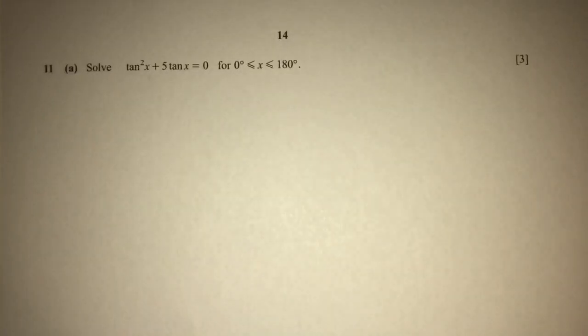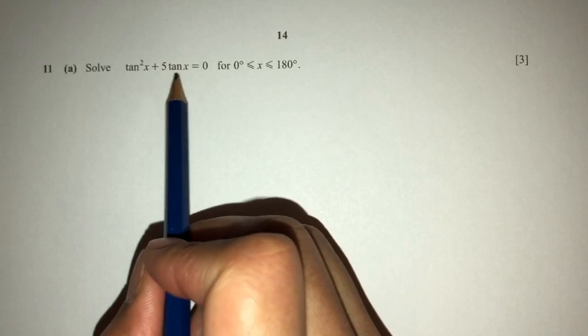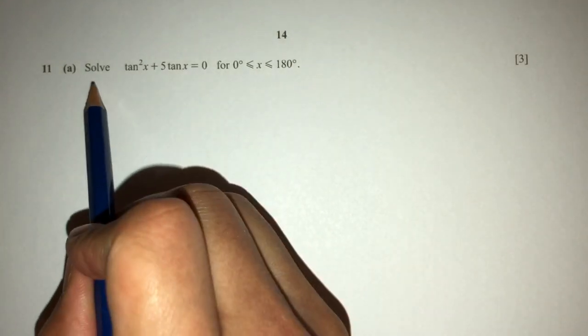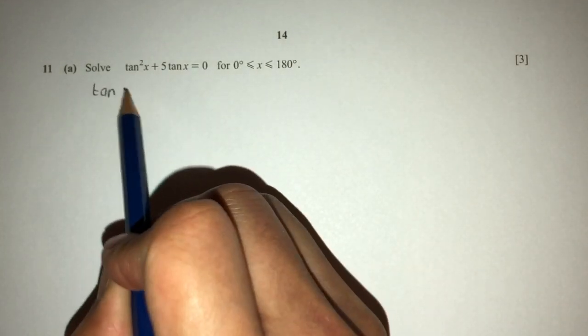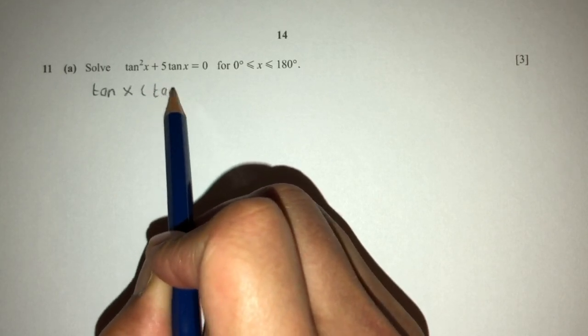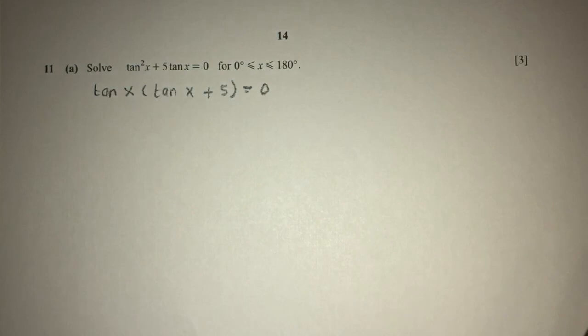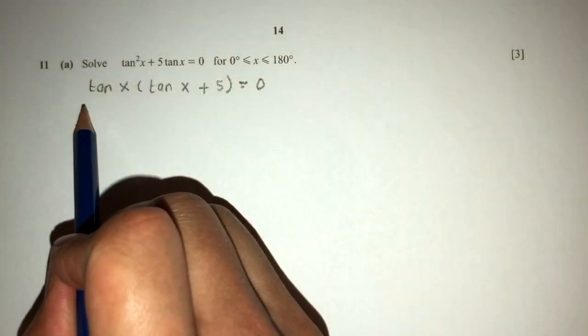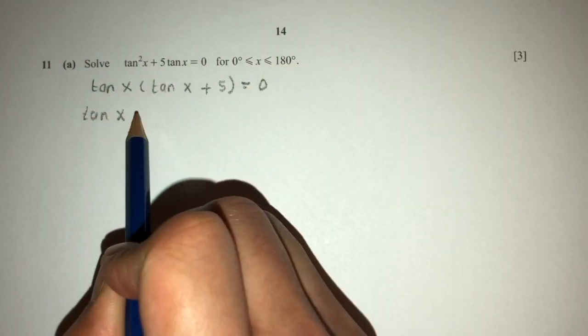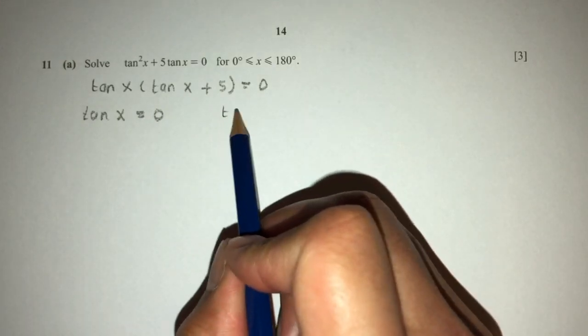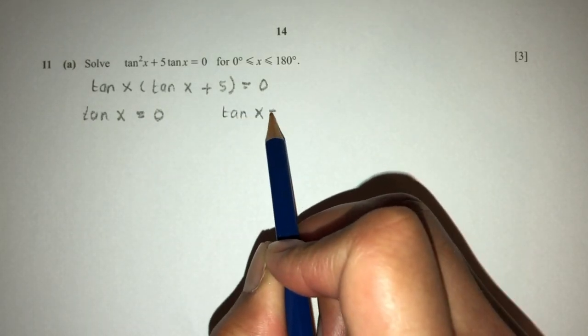Okay, so let's move on to question number 11. Here we have to solve this equation for the values of x between 0 and 180. So let's do this one by one. Here we have tan squared, here we have tan. So we can factorize tan outside. So you will have tan x times tan x plus 5 equal to 0. So now we can solve one by one. You will have tan x equal to 0, or tan x equal to minus 5.